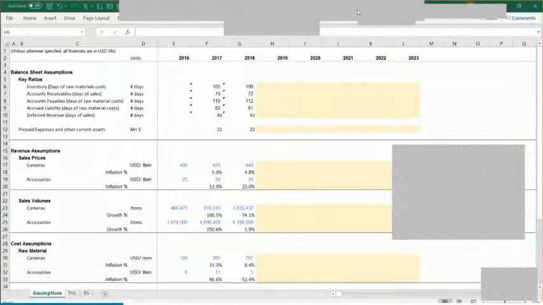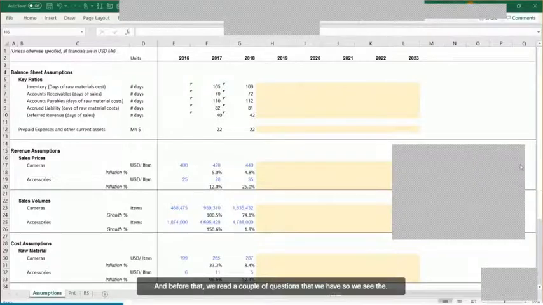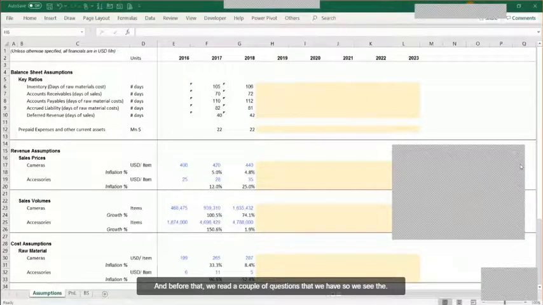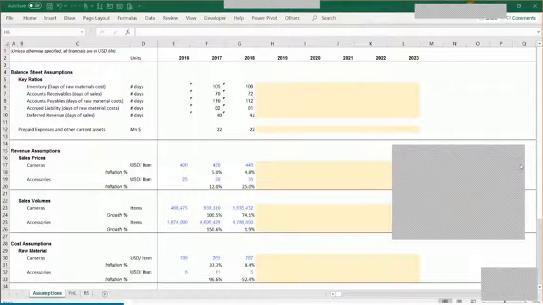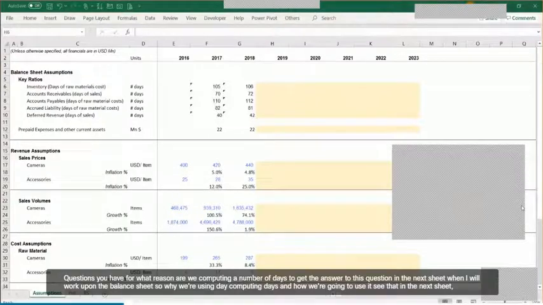Before that, let me read a couple of questions that we have. So Zian, to your point, a couple of questions you have. For what reason are we computing the number of days? You'll get the answer to this question in the next sheet when I work upon the balance sheet. Why we are computing days, and how we are going to use it, we will see in the next sheet.